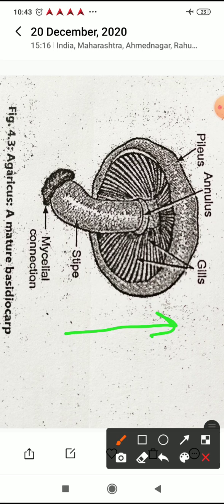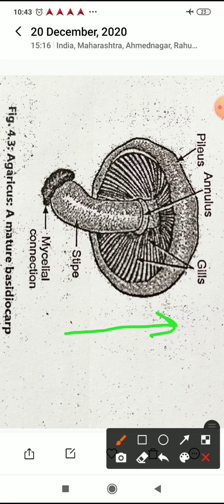So it may also be formed under certain conditions which are responsible for formation of oidia, and these oidia can also form the fruit body. Further developments occur over there.